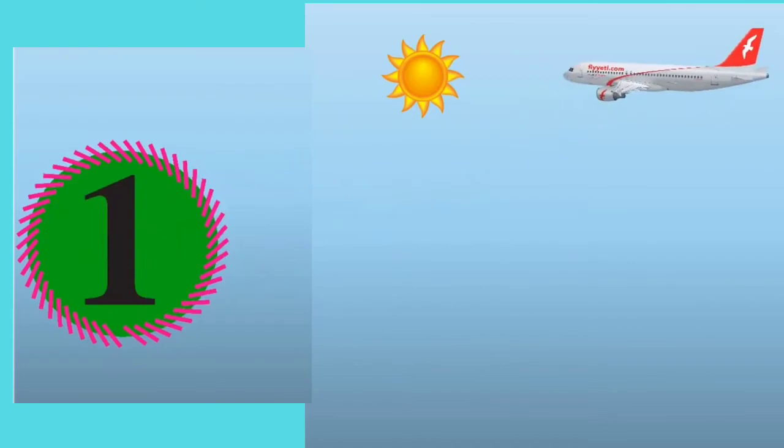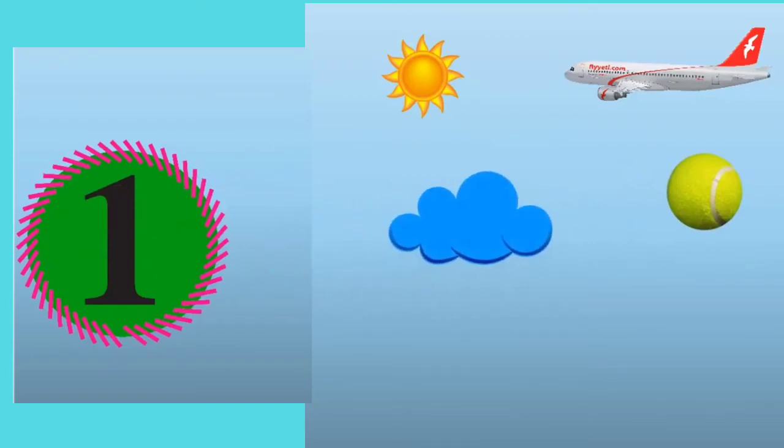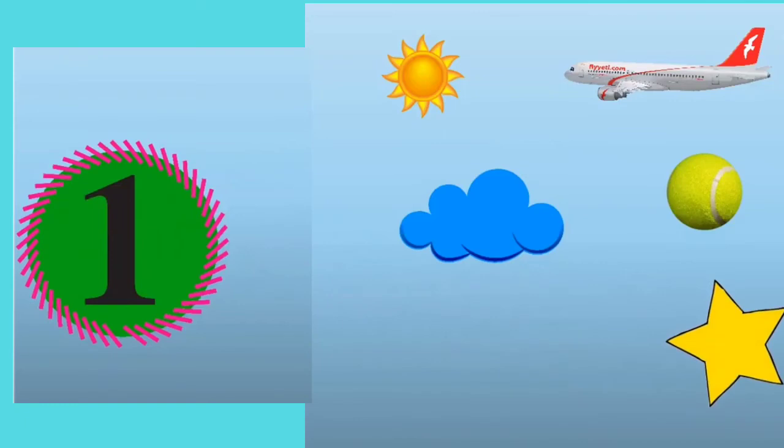Very good. Dear students, you know this is number 1. And how many sun? 1. And how many aeroplane? There is 1 aeroplane. And how many balls? 1 ball. And how many clouds? 1 cloud. And how many stars? 1 star. And how many peak? 1 peak. Very good. Have you understood the number 1 and the objects 1?